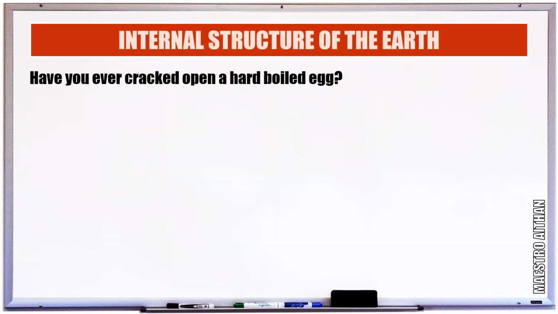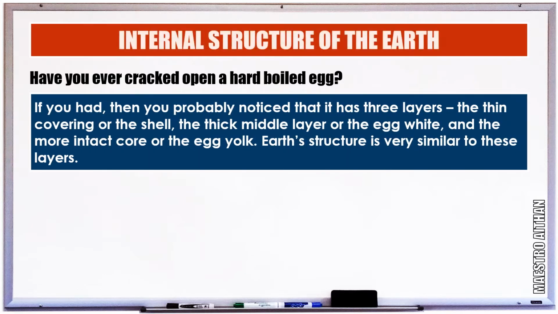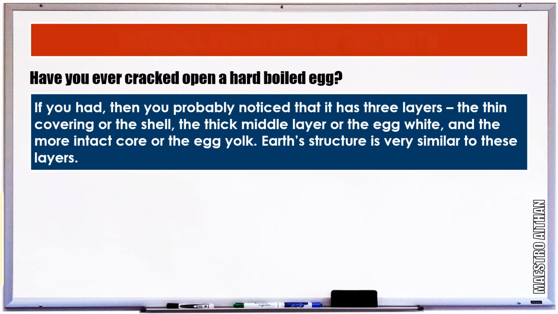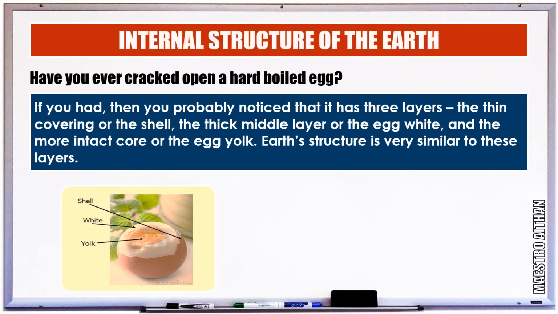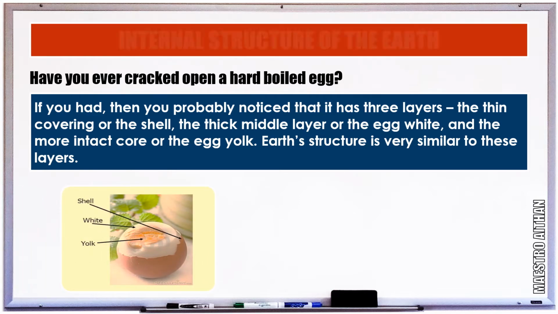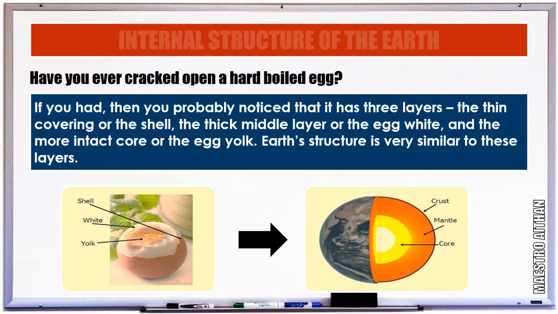Have you ever cracked open a hard-boiled egg? If you had, then you probably noticed that it has three layers: the thin covering or the shell, the thick middle layer or the egg white, and the more intact core or the egg yolk. The layers of the egg can be associated with these layers because the Earth's structure is very similar to these layers.